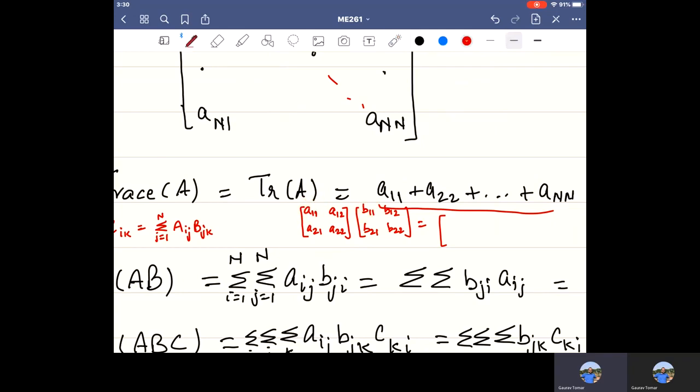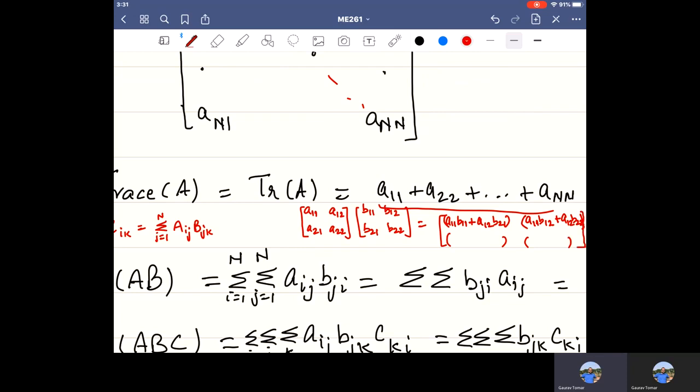This gives you A11 into B11, then you add this into this. I'm sure most of you have done it already; I'm just repeating it here. Similarly, you can obtain the next element as A11 into B12 plus A12 into B22, and so on. You get the four elements.